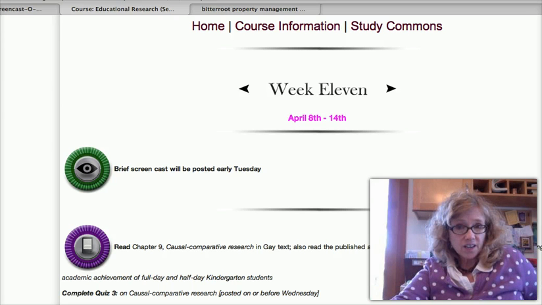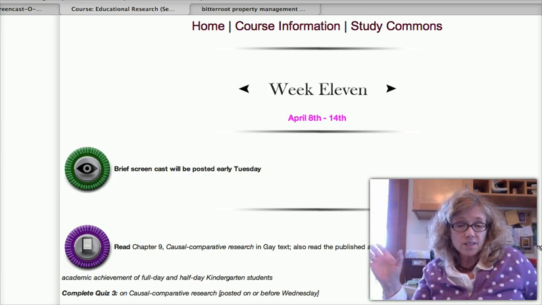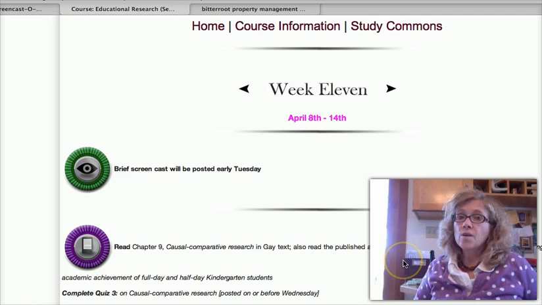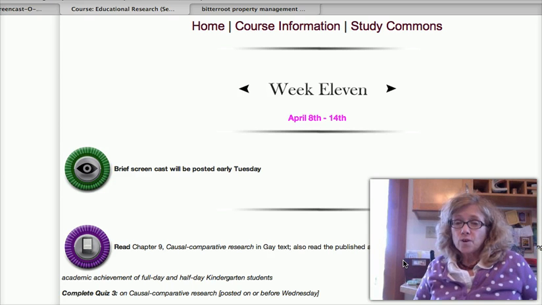I'd like you to take a good look at the way they designed their introduction and various strands of their literature review, from a broad focus on all the strands of research that are implicated or that inform their particular research questions. Are there differential outcomes, and are they sustained over time for students who attend full-day kindergarten versus half-day kindergarten programs?